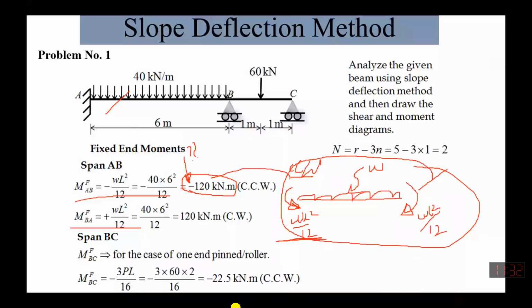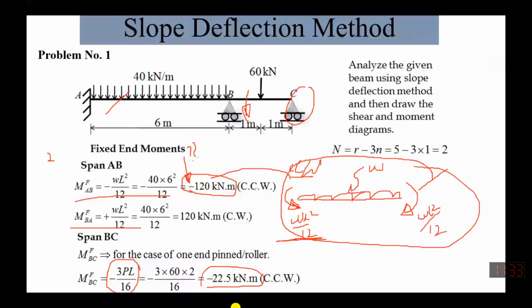Similarly, this far end is a pin now, so we will find the moment at this end only. So this one will also be counterclockwise, that's why it is also negative. This formula 3 over 16 PL is actually from that particular formula sheet, it will be given to you. So this is our step 2, we have solved it to find the fixed end moments.